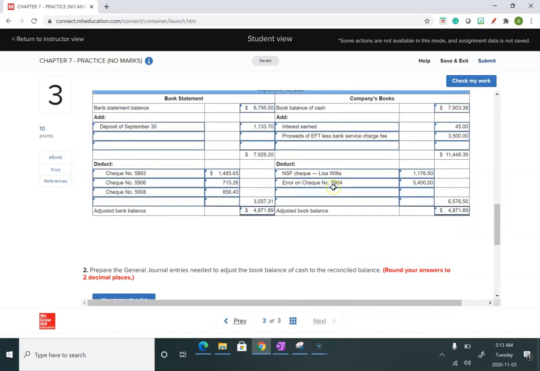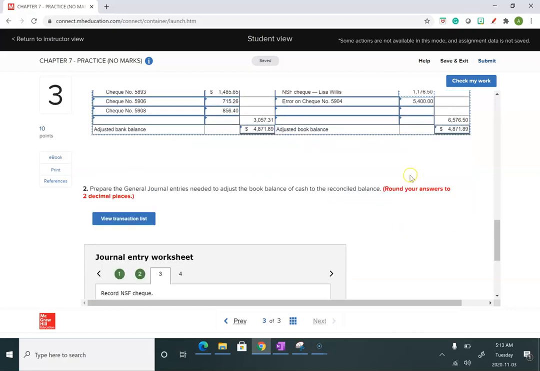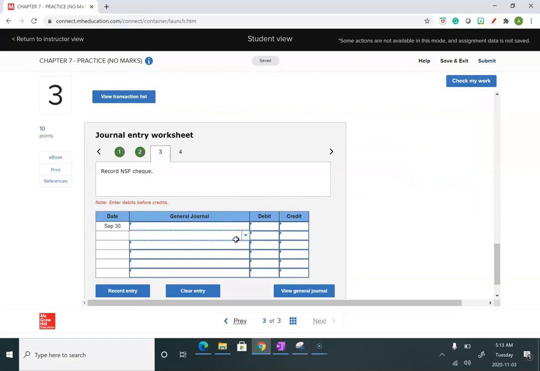Okay, and now the next thing we have to record is the NSF check. So when it's a deduction, so cash going out, then that's going to be a credit to cash for 1176.5. So I'll start with that one. And you remember, she was our customer, so I have to put her back into accounts receivable because I have to call her up and say, hey, Lisa, your check didn't go through. It was returned to us NSF check. So can you please make arrangements with us to either send us another check or pay us another way? So that one's done.